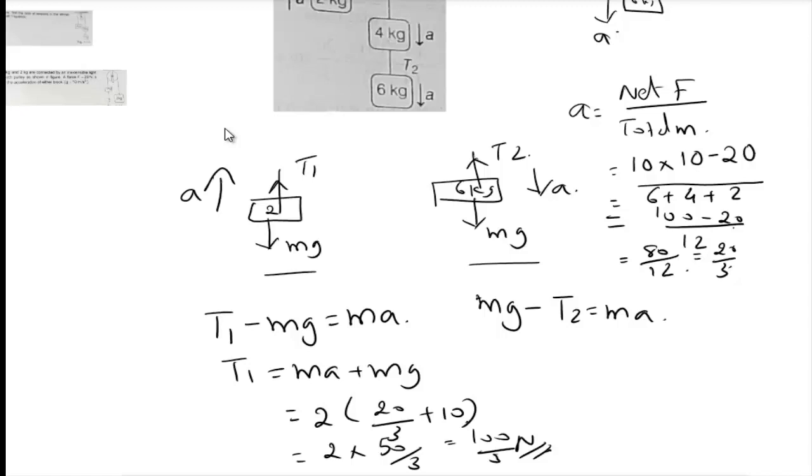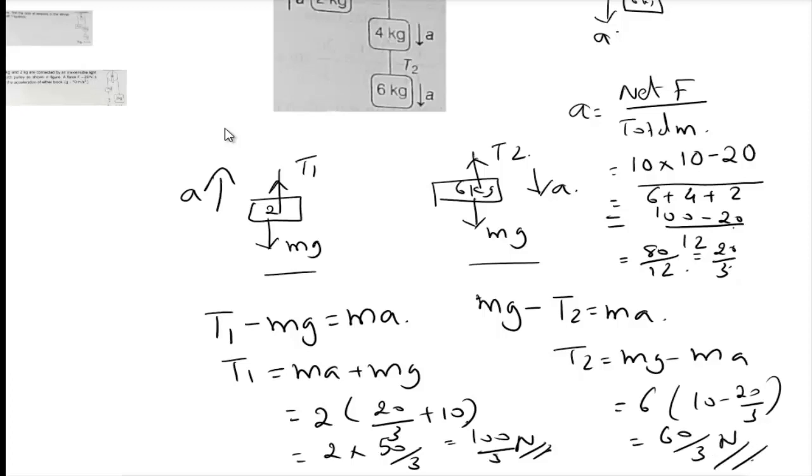And in the same way we can find out T2 also. T2 equals mg minus ma. What is the mass this tension is acting on? 6 kilogram. This tension is acting on the 6 kilogram mass. So 6 into g minus a, 10 minus 20 by 3. So here we will get the answer as 6 into 10 by 3, which is 60 by 3 Newton.